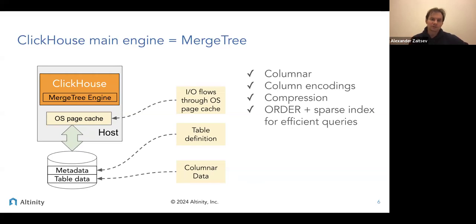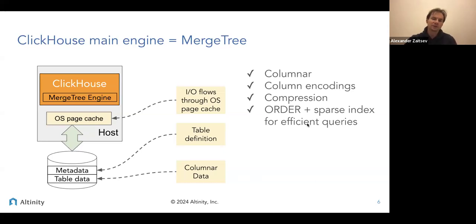There are four main properties of MergeTree. It is columnar, so every column is stored as a separate file on the file system. It's possible to combine columns together, but internally it's still a separate structure, which is stored sequentially in RAM and in storage. ClickHouse uses a lot of column encodings in order to store data in columns more efficiently compared to some other databases. And on top of that, it also employs compression.